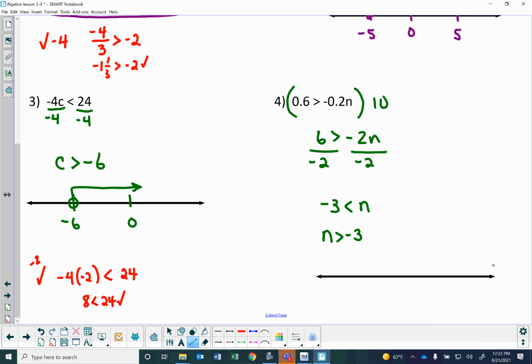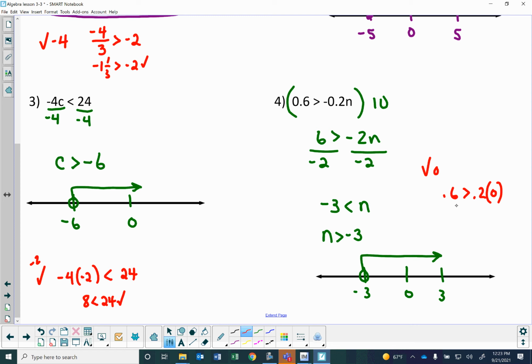Draw my line. -3, 0, 3, greater than, it does not include the negative 3, so that's an open circle at -3 with a line that goes to the right. Okay, and again, we can check it. A number that's greater than -3 would be like 0. Let's check 0. So I have 0.6 is greater than 0.2 times 0. Well, 0.6 is definitely greater than 0, so it checks.